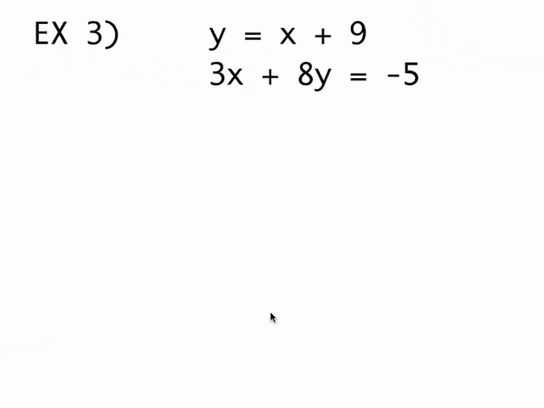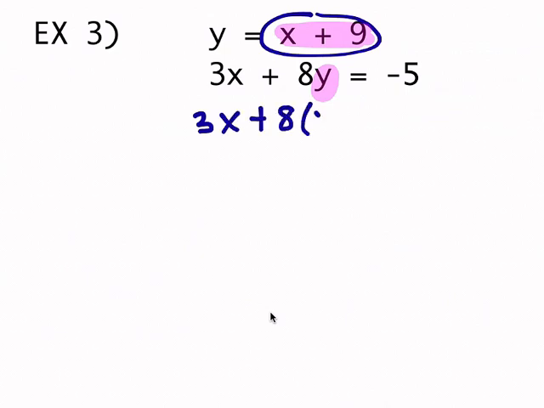Okay, we need to make sure we have a variable already solved for, which we do. y is by itself, so I'm going to take this x plus 9. That's what y is equal to, so I'm going to take out the y and replace it with x plus 9. So 3x plus 8y equals negative 5. So 3x plus 8, instead of y, I replace it with x plus 9 equals negative 5.